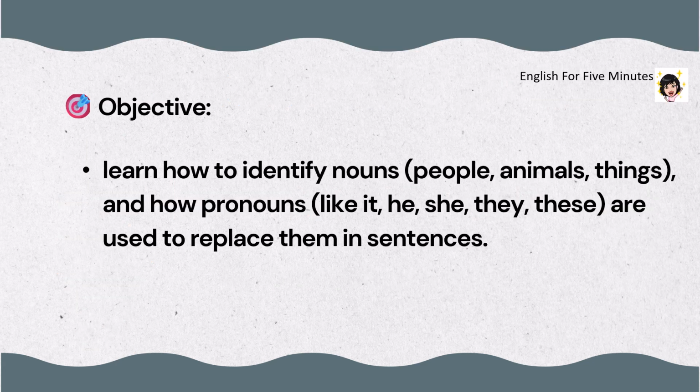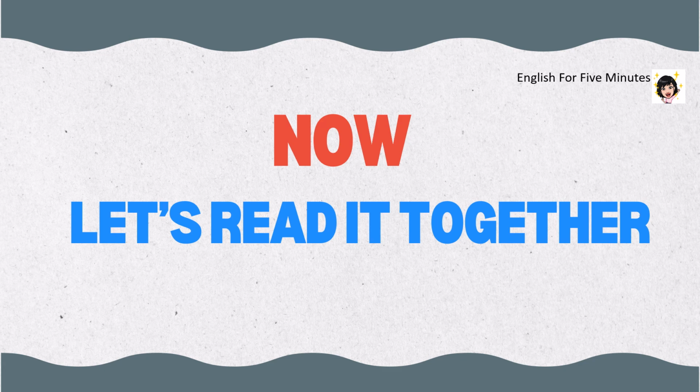The objectives of today's lesson are to learn how to identify nouns, which are people, animals, things, and how pronouns like it, he, she, they, this are used to replace them in sentences. In today's lesson, it's going to be a little bit different because there will be two sections. First, we will read the whole story, and second, we will break down the story together. Now, let's read it together.